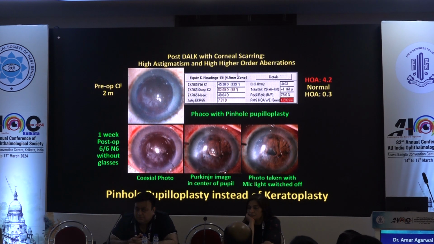What is my message? I want all of you, please move to pinhole. You see a lot of advantages. You will be in the learning curve. Second, bigger, when you master the game a bit, you will understand corneal scars, these cases which you normally would have sent for PK or something, you can manage very well with pinhole and make them all right.